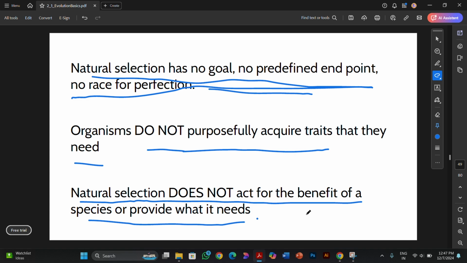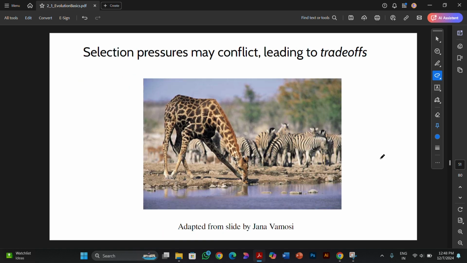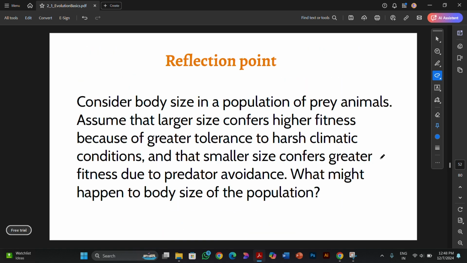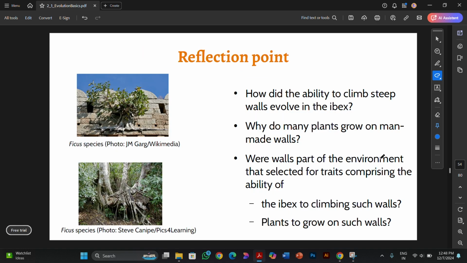Now come to artificial selection. Artificial selection is induced by humans, when someone selects for something, like in these examples. Someone selects for larger fruits. Some select a dog for longer legs and floppy ears, then breed them. These are artificial selections. There are some questions you can try to answer on your own, and I will upload the answers in the description.